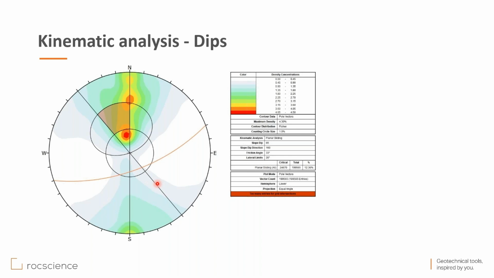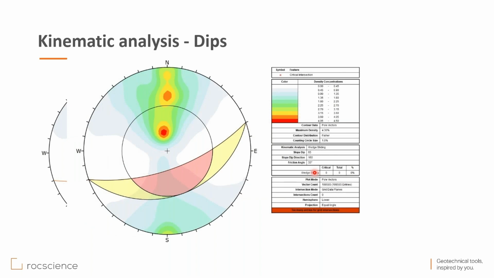So, regarding the planar sliding, for a slope dip, which is considered to be 65, and a slope dip direction, which is considered 160 degrees, a friction angle of 32 degrees, and a lateral limit of 20 degrees, we obtain planar sliding in around 12% of all discontinuities. So it is a quite small percent, statistically speaking.